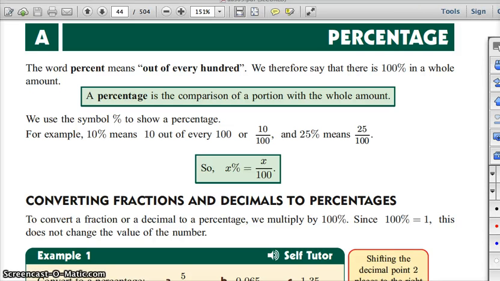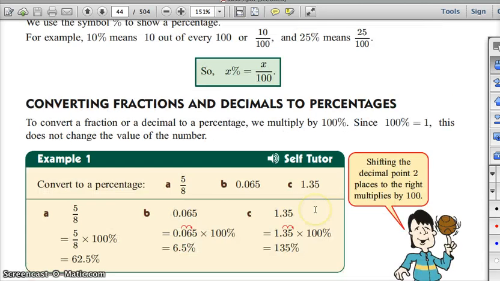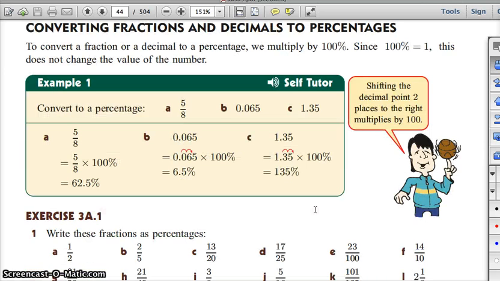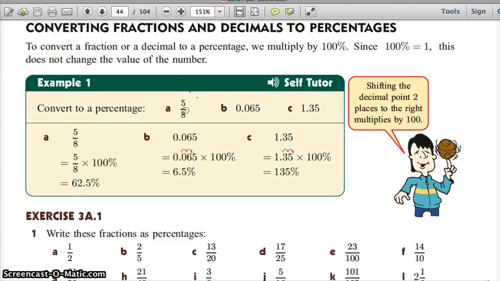Now, like the book has done in the past, it does ease you into things, and it gives you some examples. The first thing that it's asking you to do is convert fractions and decimals to a percentage. So remember, it was a proportion of 100. So we're converting fractions and decimals to a proportion of 100%. So the question says convert to a percentage, 5 over 8.